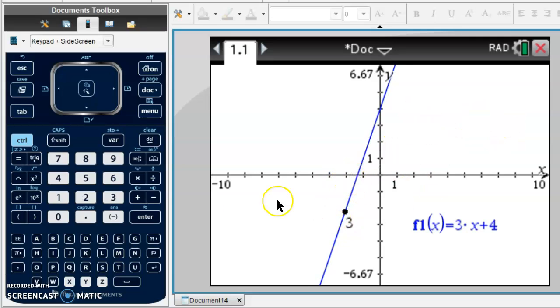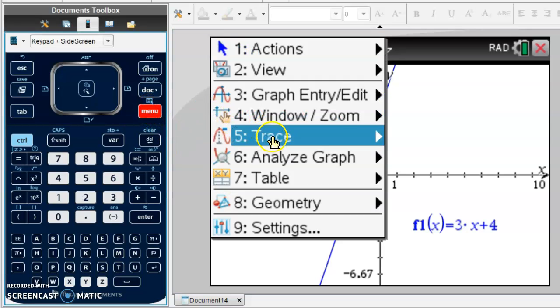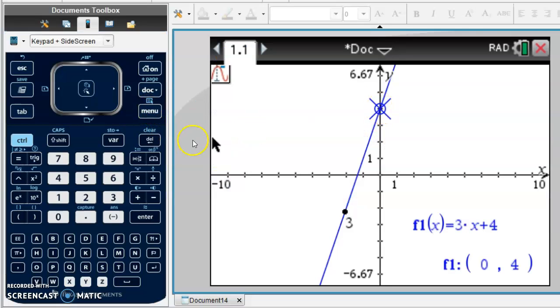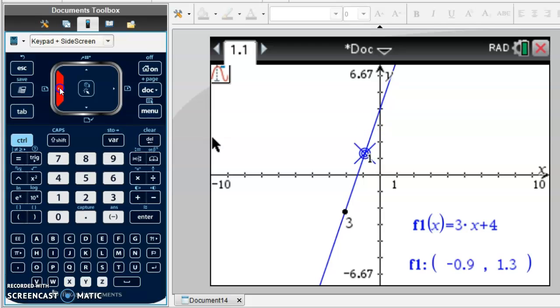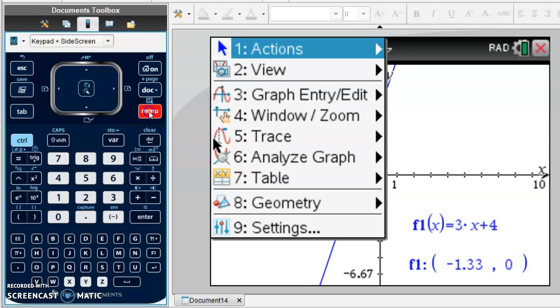I was able to find the spider with Menu 5.1, and use that to get my intercepts. If I push down, it'll say the word if I think I'm close to it. And then I go left and right to move the spider. Okay, I can find my 0 or my x-intercept right here. And then also, let's see what else we can find.